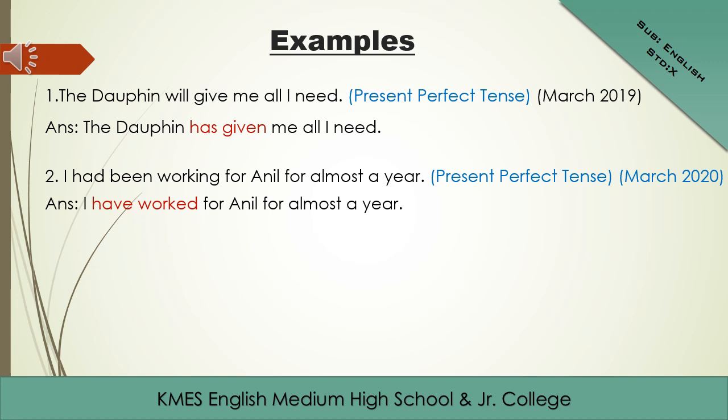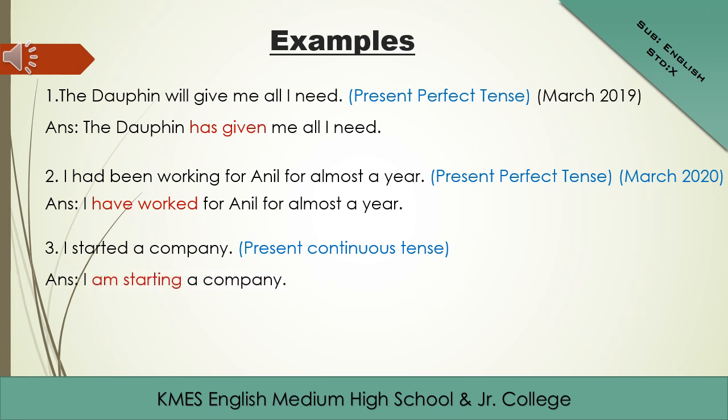Okay, next what we have is I started a company. You have to make it present continuous tense. Continuous, that is ing form of the verb. So our sentence will become I am starting a company. So this is how you have to remember which form of the verb you have to use and what helping verb you have to use.